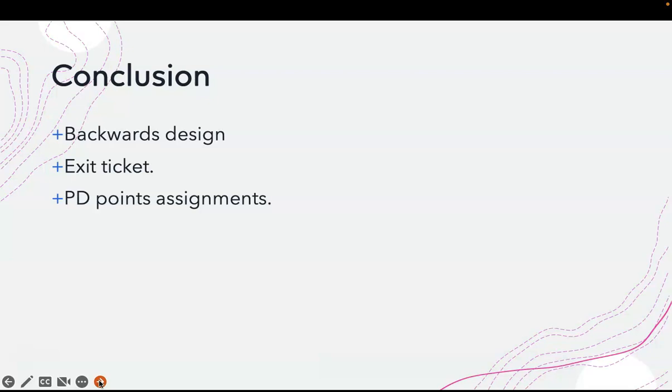You will have an exit ticket. That exit ticket is due in a week. All you'll need to do is you just need to send an all staff email and just listing a couple takeaways you had from this. And then you have a PD points assignment.